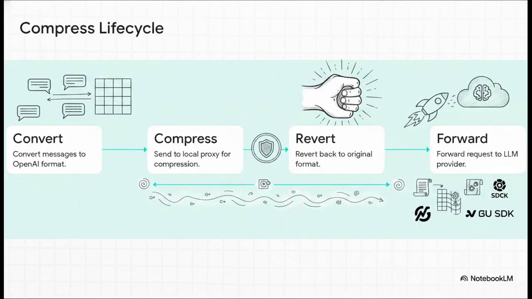And this whole thing builds into a really precise 4-step lifecycle that happens in literally milliseconds. First up, the wrapper extracts your messages and converts them into a standard OpenAI format. Second, it fires that standardized data over to your local Headroom proxy to get compressed. Third, it takes those newly compressed messages and reverts them right back to whatever original format your specific SDK actually requires. And finally, step 4, it forwards that optimized request straight to the LLM provider. So basically, it intercepts, shrinks, translates, and sends.